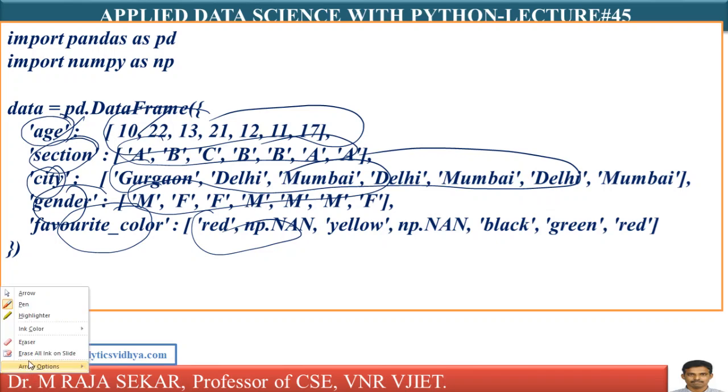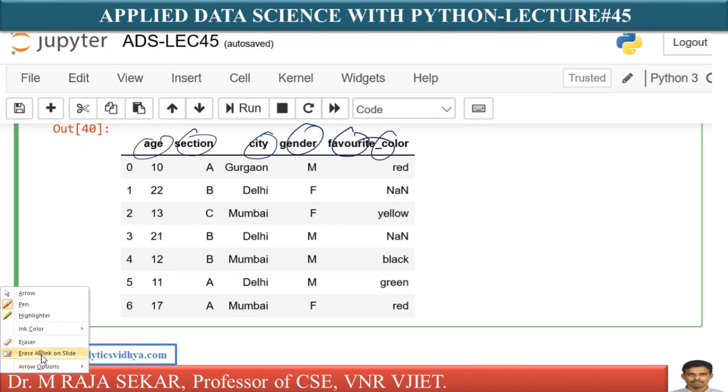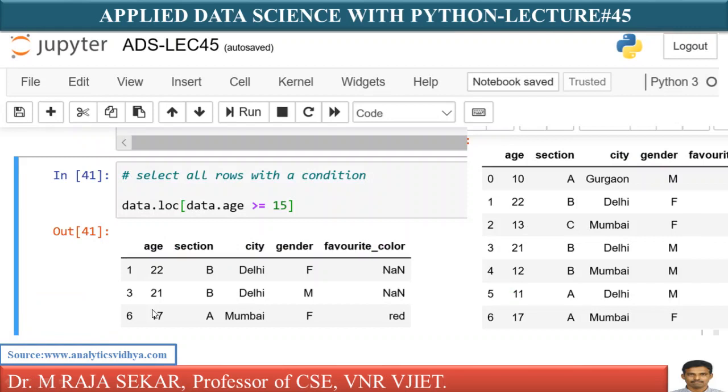If you display this particular data frame, it will be displayed like this. Just see, age is a column name, section is a column name, city is a column name, gender is a column name. We just created this particular data frame. It's not a new thing, which we were discussing in the last few classes. You know how to create this data frame. Now we will try to understand loc.